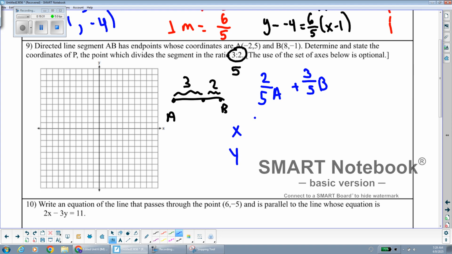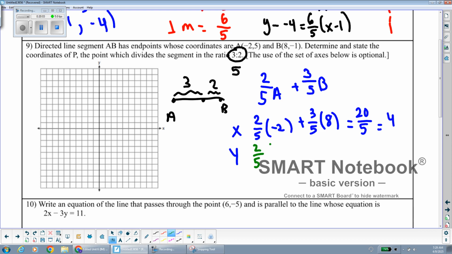So the x coordinate from A is going to get the 2/5 fraction, so that's negative 2. And the x coordinate from B is going to get the 3/5 fraction, so that's 8. And you can stick that into your calculator with that negative 4 over 5 plus 24 over 5. So that's 20 over 5, which is 4. Okay?